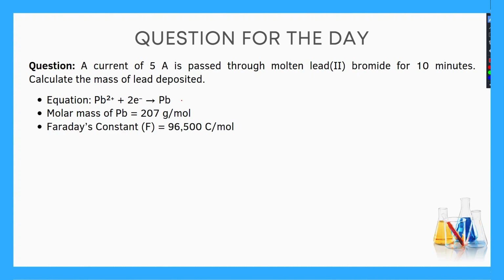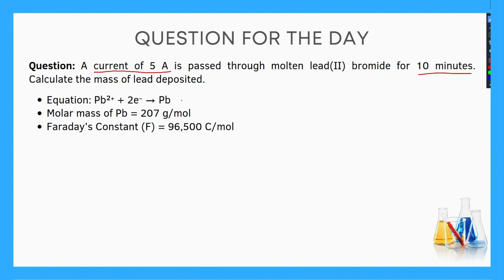On today's episode of Question for the Day, we have a question that has to do with Faraday's second law of electrolysis. The question says a current of 5 amperes is passed through molten lead 2 bromide for 10 minutes. Calculate the mass of lead that is deposited. Now they've given us some data that we'll be needing in solving this question, so let's go ahead and solve it step by step.